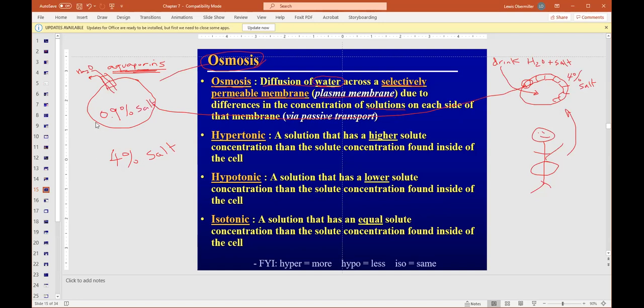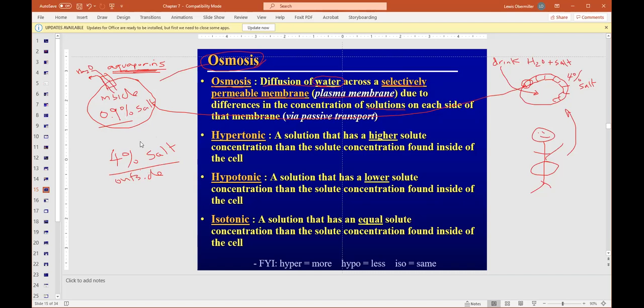So this is the inside. This is the outside. So which one is more salty, inside or outside? Outside. Right. And so remember, these aquaporins can't transport salt. They can only transport what? Water. Yeah. So what's going to happen is the salt can't move.